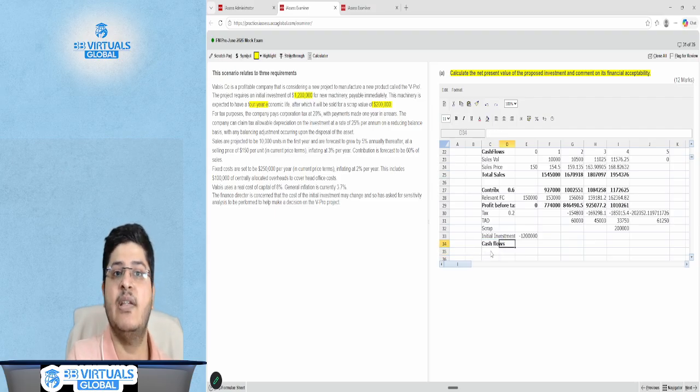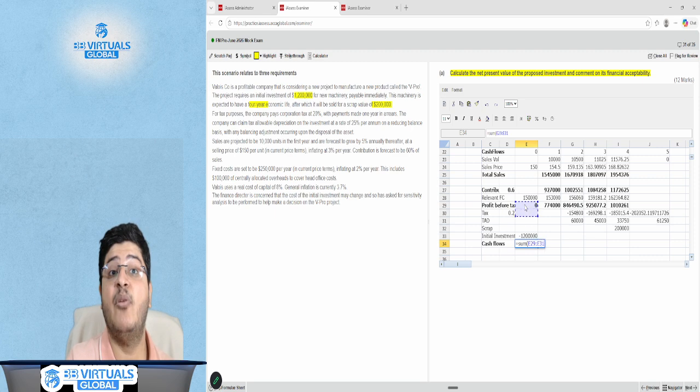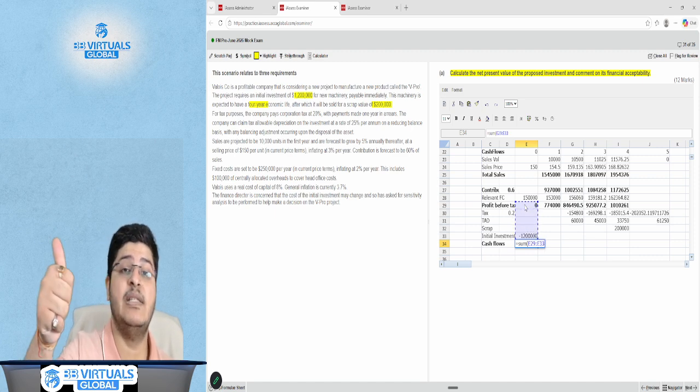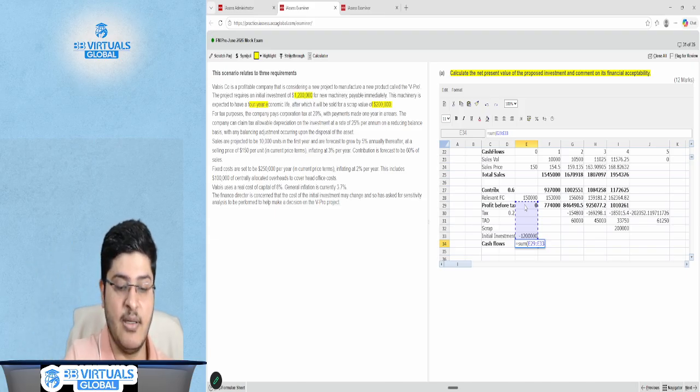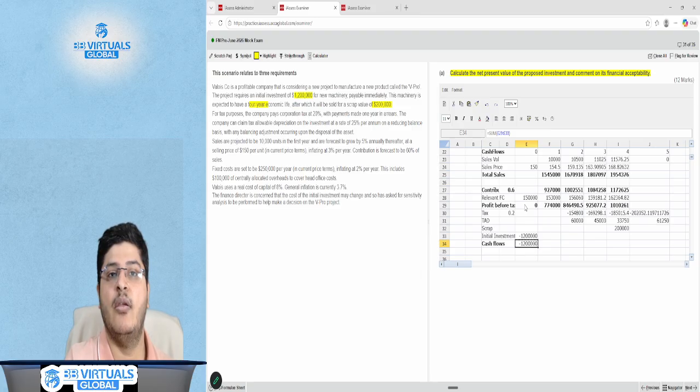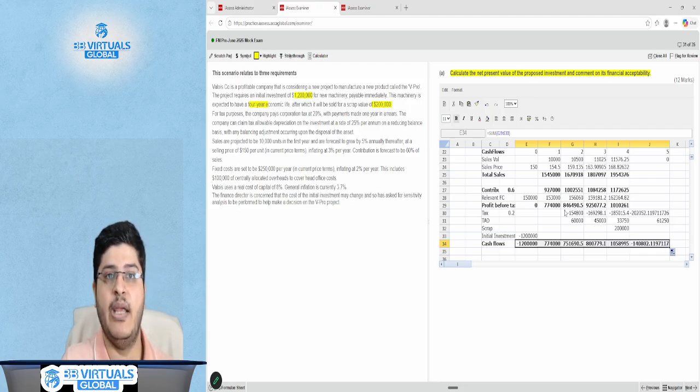This is the total cash flows. Now over here you will sum what all numbers? You will sum all the numbers starting from profit before tax, because remember sales has already been considered in contribution and fixed costs are already considered in profit before tax. So this should be your sum. Okay, now I will just drag the formula till year 5. Clear? So these are my total cash flows.